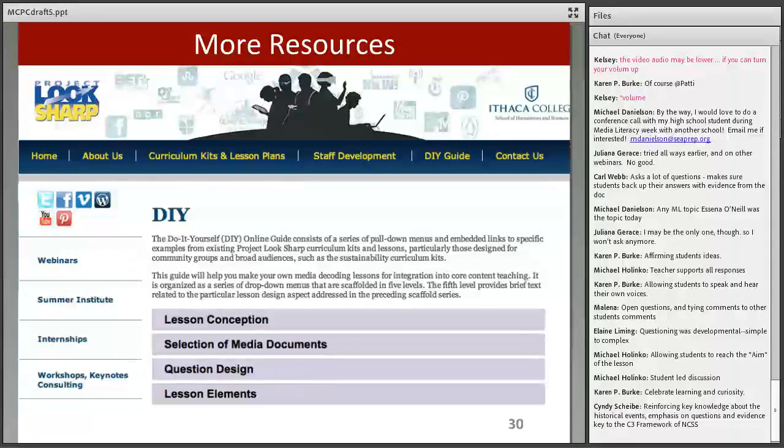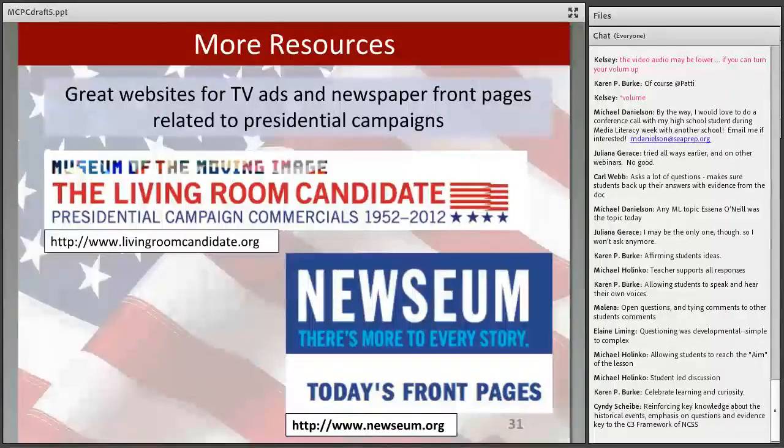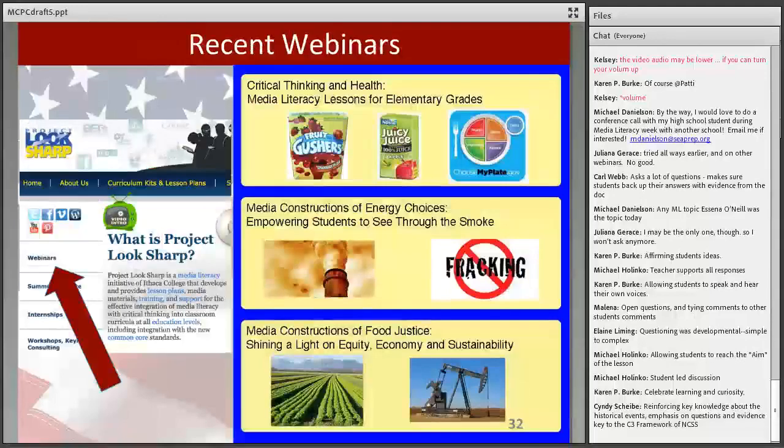Great book. Also, for those of you who are interested in doing it yourself and creating your own classroom lessons based on the current campaign, I encourage you to go to the tab that says DIY Guide. Lots of helpful information about how to conceive of lessons, selecting documents, designing lessons, designing questions, and the elements of the lessons themselves. Lots of good material here if you want to mine it for your own lesson construction, which is what we're really trying to encourage. Some great websites for TV ads and newspaper front pages as media documents relating to presidential campaigns, the Museum of the Moving Image, as you can see, and the Museum Front Pages Archive. Really great opportunities to bring contemporary immediate images into the classroom or into your setting.